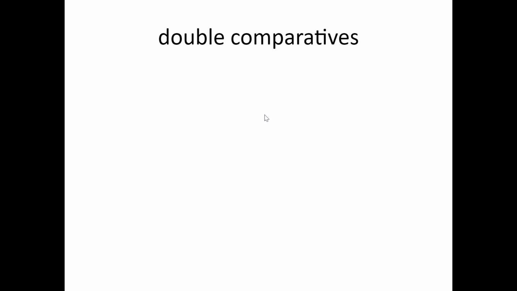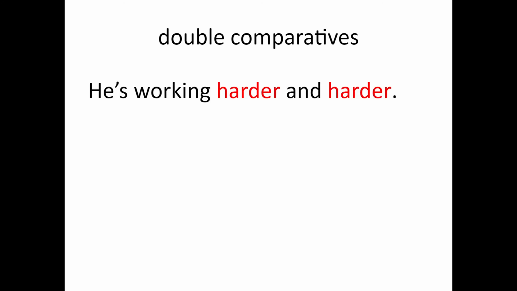There's also the double comparatives, and we use this to show that something is changing. It's getting more and more every time. So he's working harder and harder, meaning over time, the amount of hard he is working is increasing all the time. Every day, he's working harder than the day before, or every hour, he's working harder than the hour before. It's quite often used with continuous forms here to show that something's changing. He's working harder and harder.